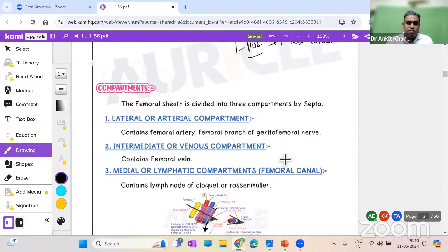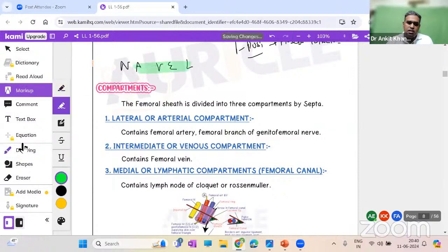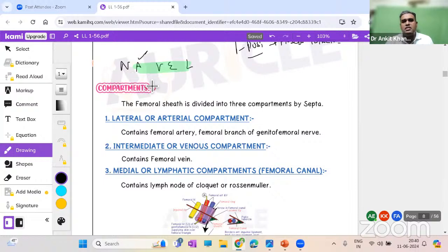What will be there in the femoral sheath? Obviously, if we know the mnemonic NAVEL, and we know that this is the femoral sheath, then we can easily say the lateral compartment is the artery. In the middle compartment is the vein. Medial to that, we have this femoral canal region. That is what is written: lateral compartment, intermediate, and medial compartment having the femoral canal.